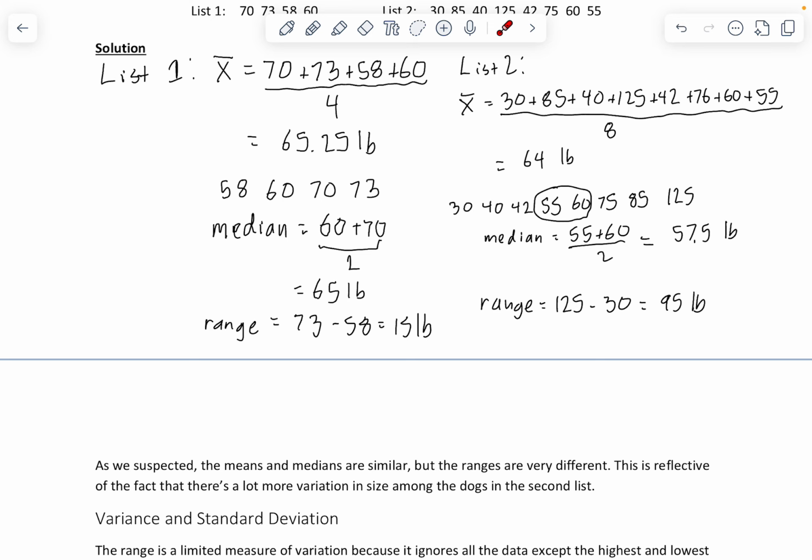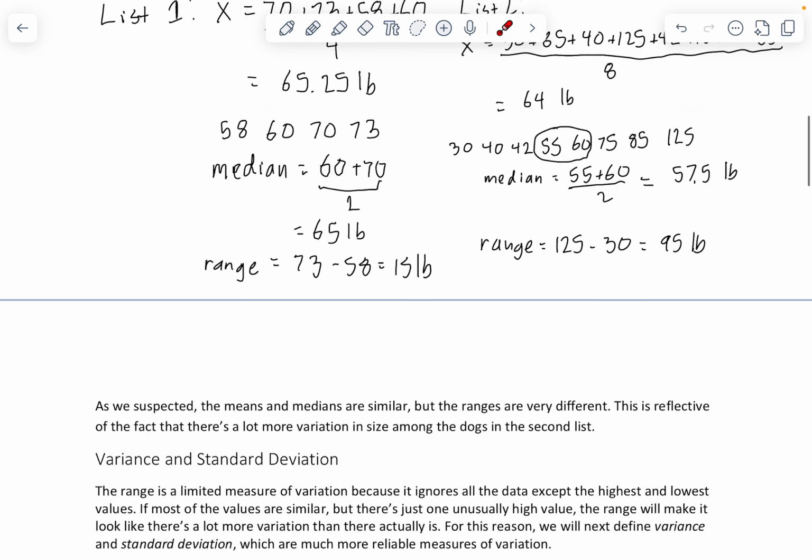A lot more variation in size among the dogs in the second list. If you look at the 4 numbers in list 1, we can kind of see that, right? There's not a whole lot of variation there, from 58 pounds at the low end to 73 pounds at the high end. But over here, we see it anywhere from 30 to 125 pounds, right? That's a huge amount of variation in the data values there.